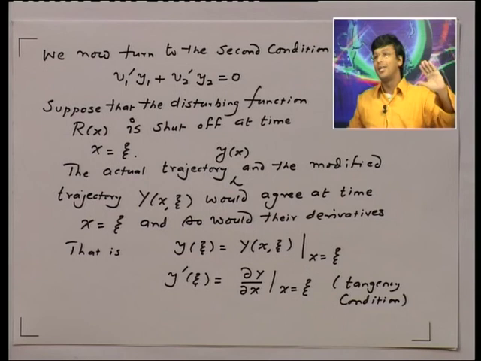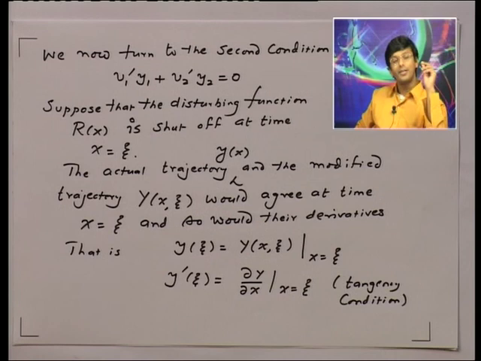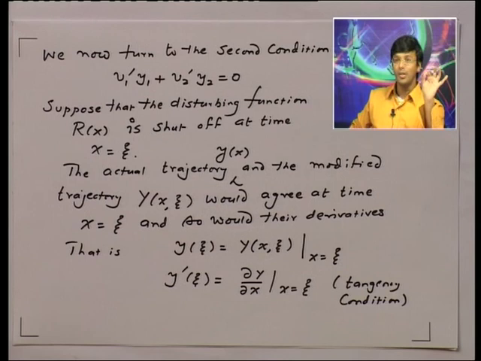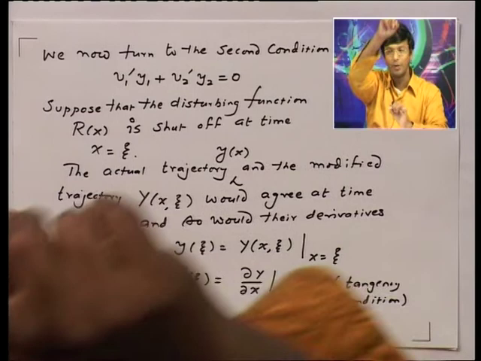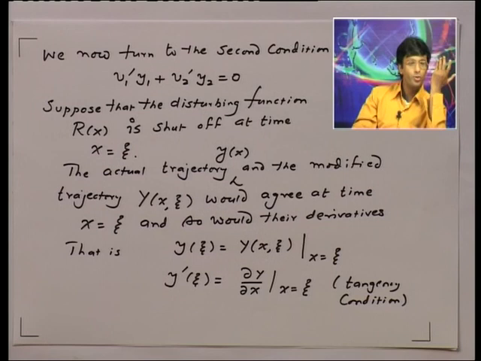You have a trajectory y of x, right? Now, at time x equal to psi, you imagine that the disturbing function is suddenly shut off. Then what happens to the trajectory? The trajectory will be different, of course, but it will be tangential to the original trajectory, right? It will move off in a different direction, but at that particular point x equal to psi, it will move off tangentially. It will not suddenly take a perpendicular direction. Is that correct?